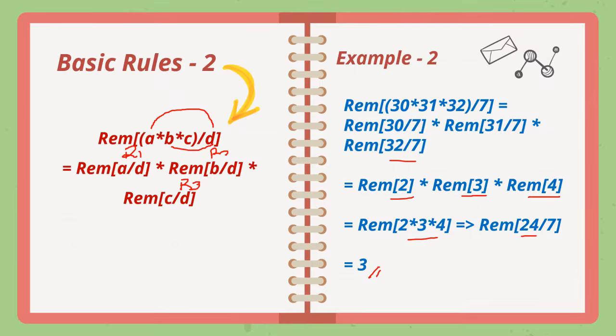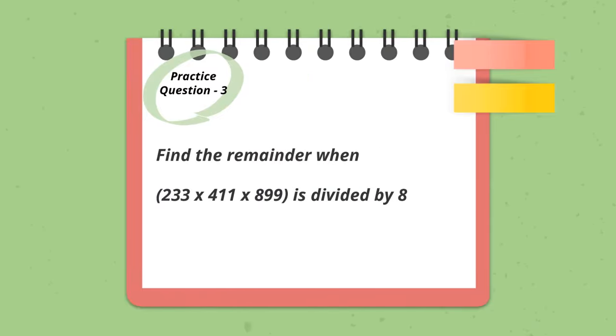So this is practice question number 3: find the remainder when 233 into 411 into 899 is divided by 8. So I am going to find the remainder in each case. That is, 233 I'll divide by 8 and find the remainder. And again 411 I'll divide by 8 and find the remainder. And you see, 899 I divide by 8 and find the remainder. Let's do that.